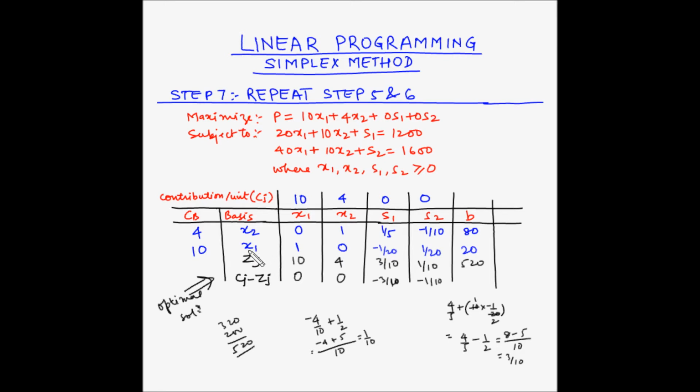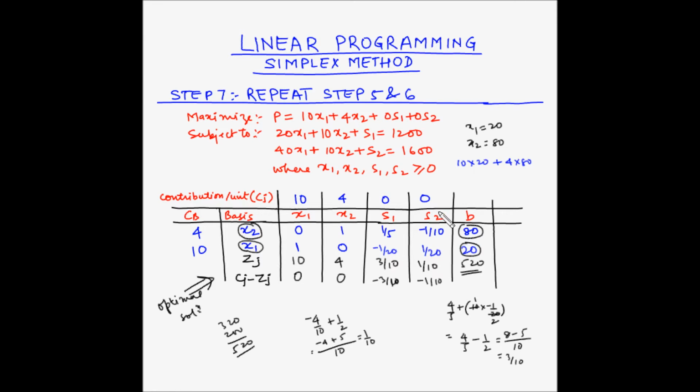So the solution is that x1 is equal to 20 and x2 is equal to 80, and the value of p, that is the objective function, is 520. Actually, let's calculate that. So we'll substitute these values in the objective function. So 10 multiplied by x1, which is 20, so 10 multiplied by 20, plus 4 multiplied by x2, so 4 multiplied by 80. And for S1 and S2, irrespective of their values, since the coefficient is 0, this whole thing becomes 0.